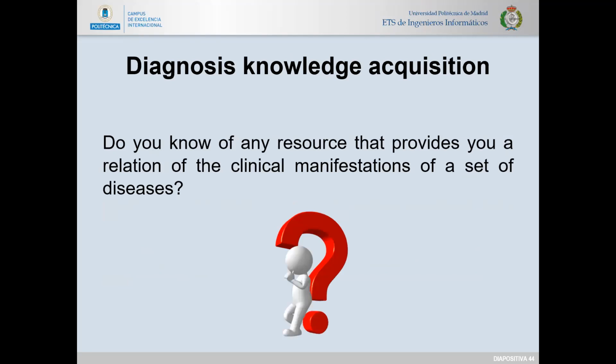So I would like now to ask you if you know any resource that provides the relation between a set of diseases and their clinical manifestations. I mean, do you know any web page or any resource that can give you the relation between a disease, for example leptospirosis, and the symptoms produced as part of the expression of this disease? For example, fever, jaundice, nausea, headache, vomiting, diarrhea, whatever, any symptoms. Do you know anything like that?